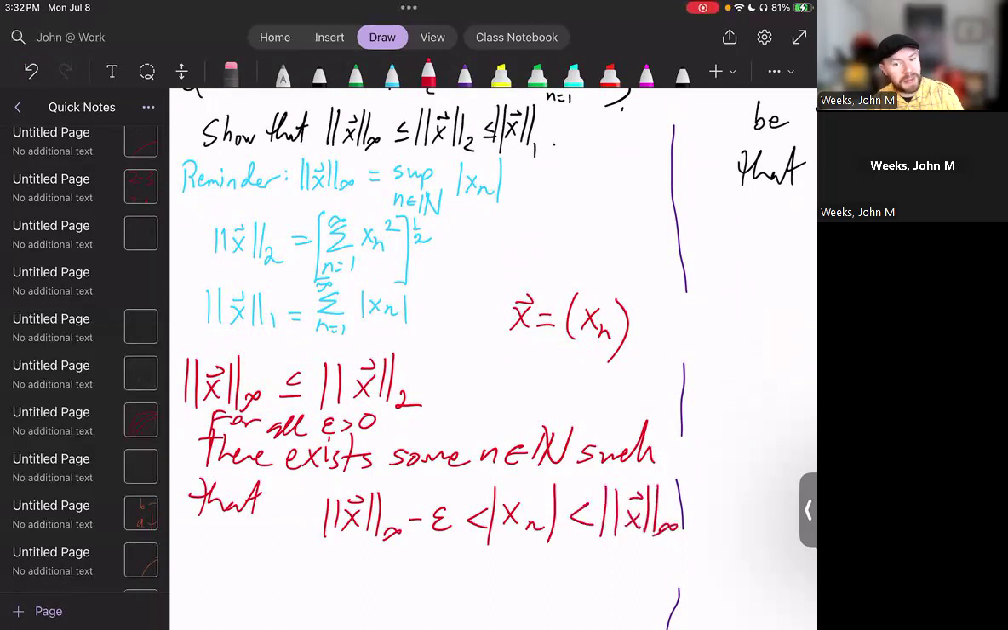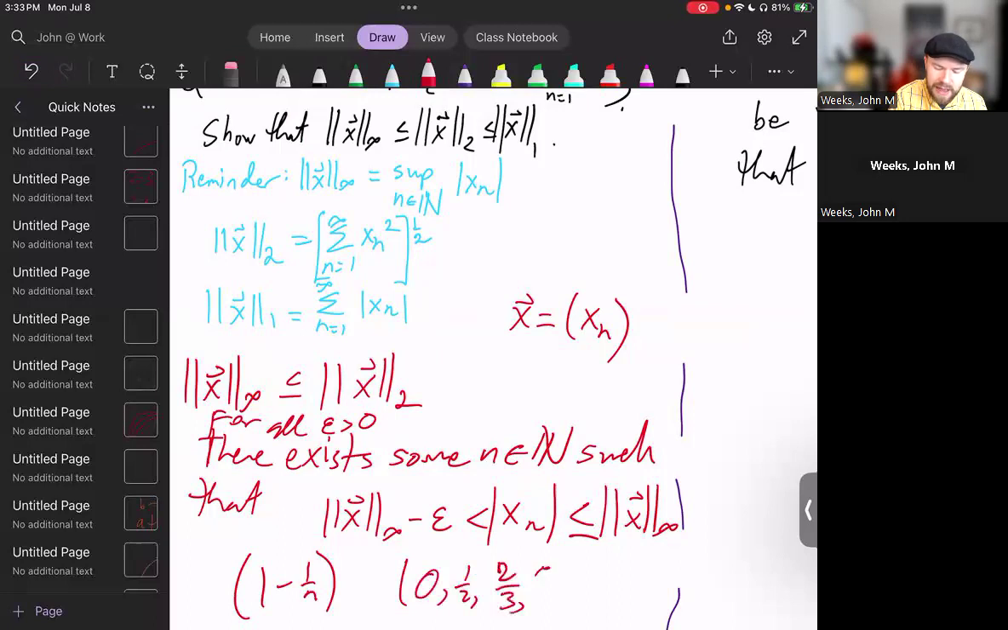So this, remember, is something that gets involved here with working in the supremum world, which is that we don't necessarily know if there is an absolute value of x of n that equals this norm. I'm thinking of sequences like 1 minus 1 over n, which go 0, 1/2, 2/3, 3/4, that have a supremum of 1, but don't ever have a sequence element that reaches 1. But 1 is still the supremum because it is the least upper bound.